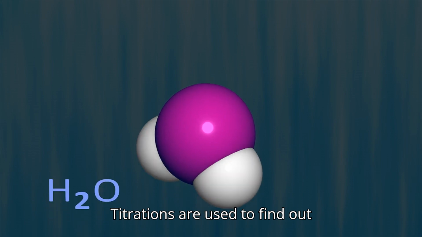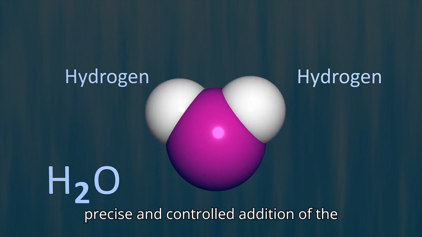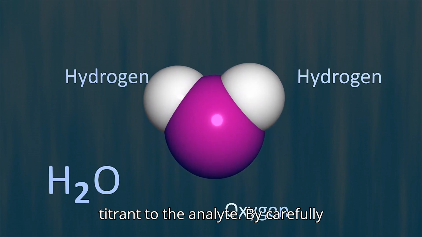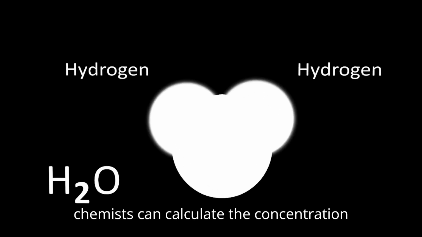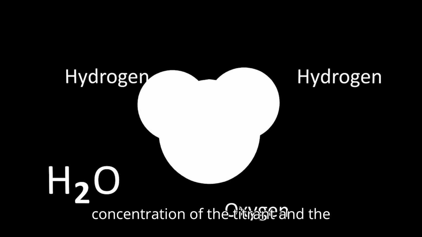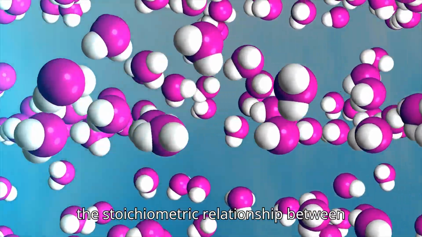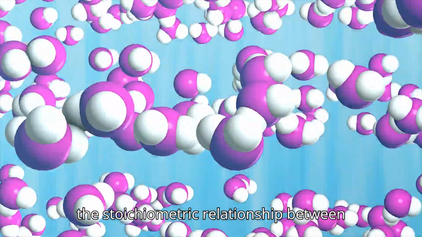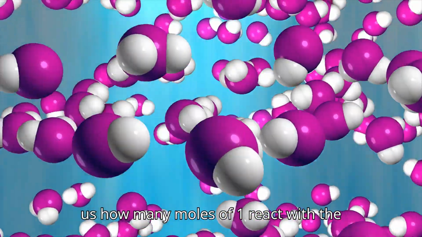Titrations are used to find out concentrations because they allow for precise and controlled addition of the titrant to the analyte. By carefully measuring the volume of the titrant required to reach the equivalence point, chemists can calculate the concentration of the unknown solution using the known concentration of the titrant and the balanced chemical equation for the reaction. This is done by applying the stoichiometric relationship between the titrant and the analyte, which tells us how many moles of one react with the other.